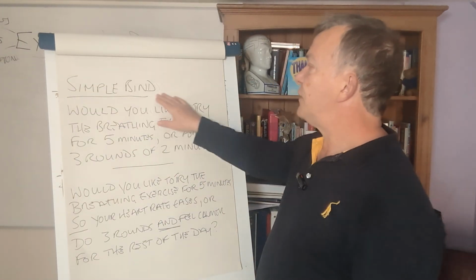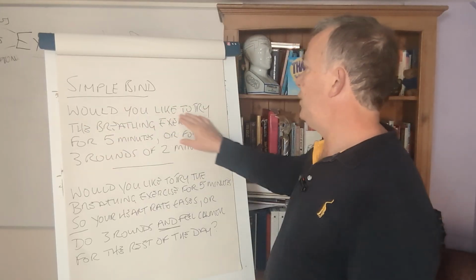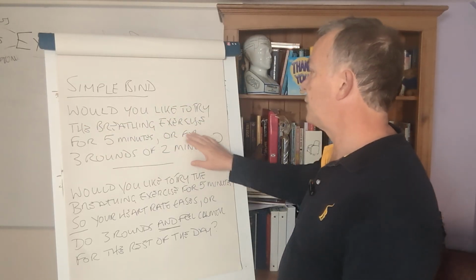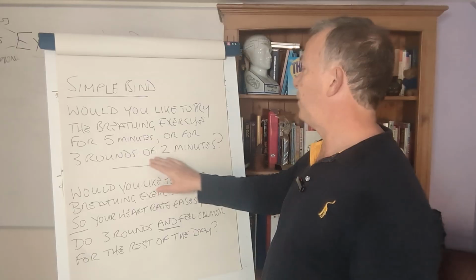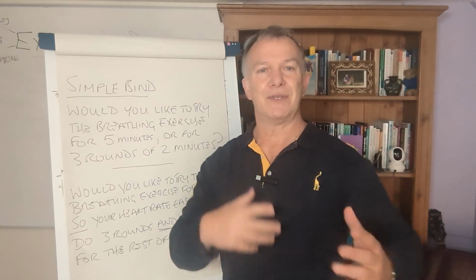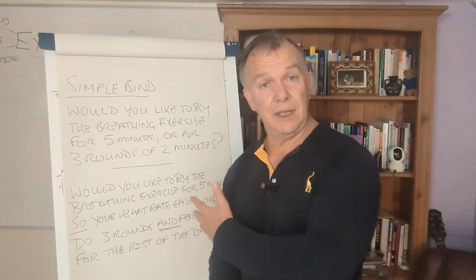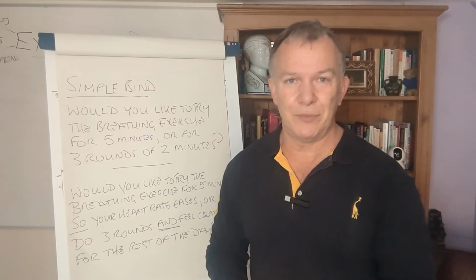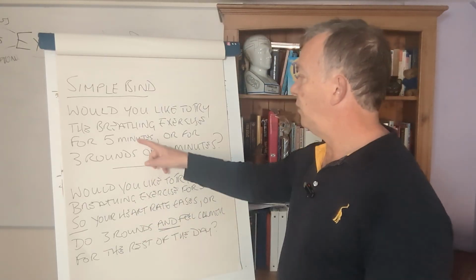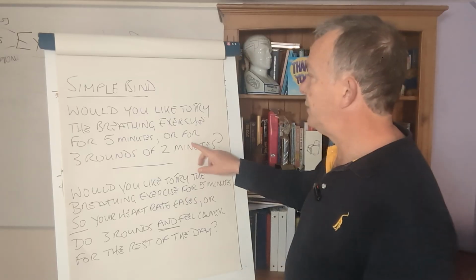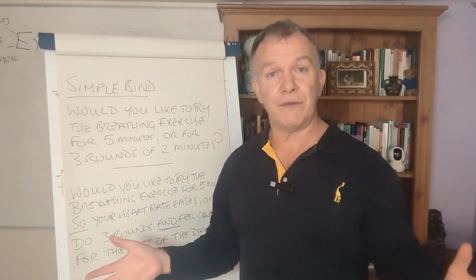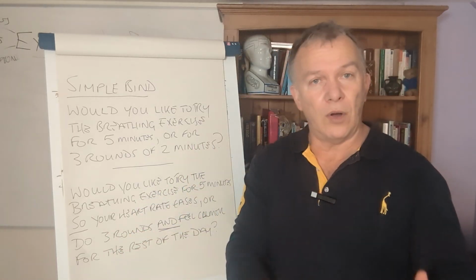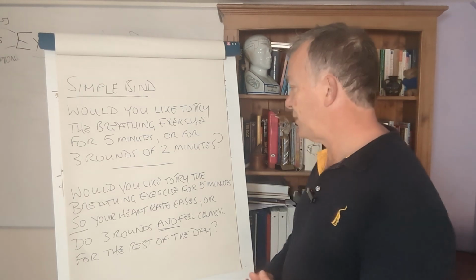So in a simple bind, would you like to try the breathing exercise for 5 minutes or for 3 rounds of 2 minutes? So let's say you're working with someone with anxiety, you could offer them that choice. And either way, they're doing the breathing exercise, right? So we're just offering them two simple choices, which is great, and that will work fine. However, what if we link in a cause and effect structure in there?